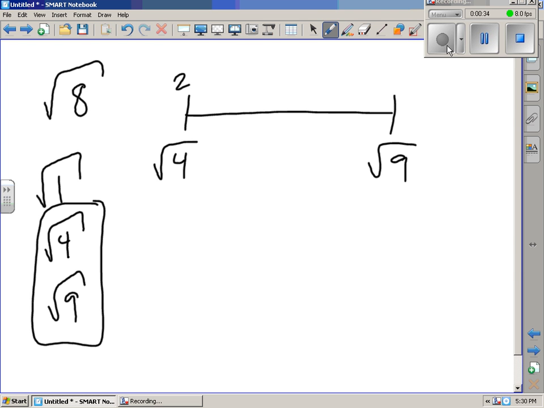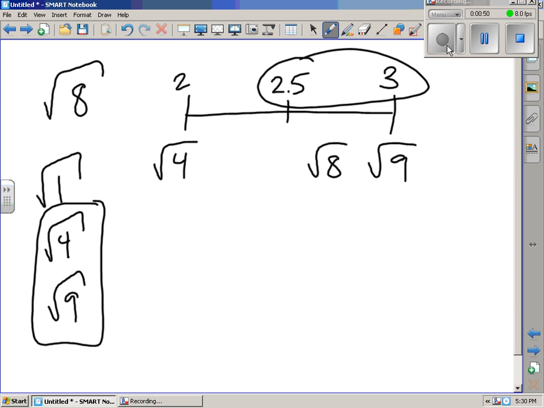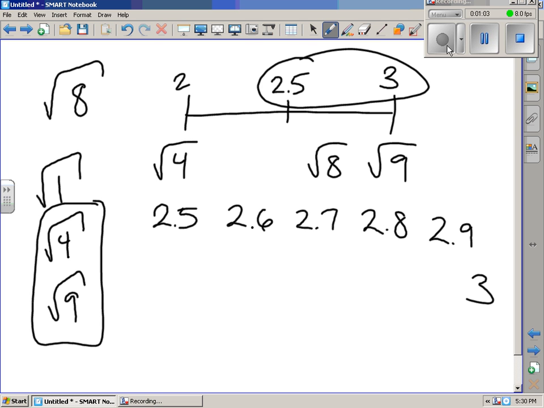So the square root of 4 is 2, the square root of 9 is 3, and then we put the middle value, 2.5. Is the square root of 8 closer to the square root of 9 or the square root of 4? The square root of 8 is closer to the square root of 9, so these are going to be our choices. I'm going to write out the choices: 2.5, 2.6, 2.7, 2.8, and 2.9. And you can also put 3 on there.